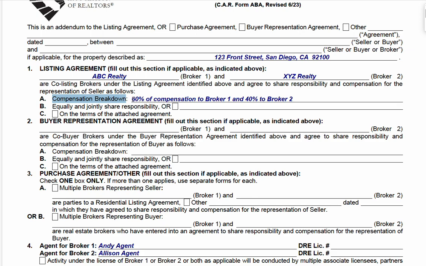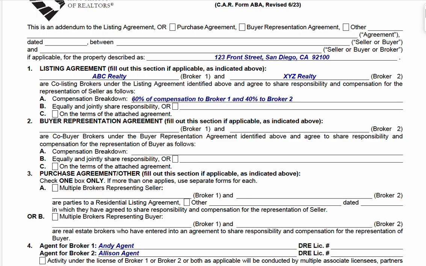Now, sometimes I see this form, I should say often I'll see it, where it'll say 50-50 or commission or compensation to be split equally, something to that effect. And that's fine. And there may be not a 50-50 arrangement. So I wrote out something like 60% of compensation to broker 1 and 40% to broker 2.